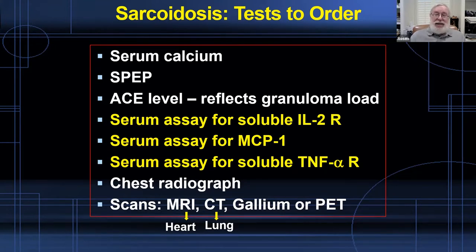The three next things that are in yellow instead of white, those are research tools. They're very sensitive, but you can only get them in a few select medical centers.